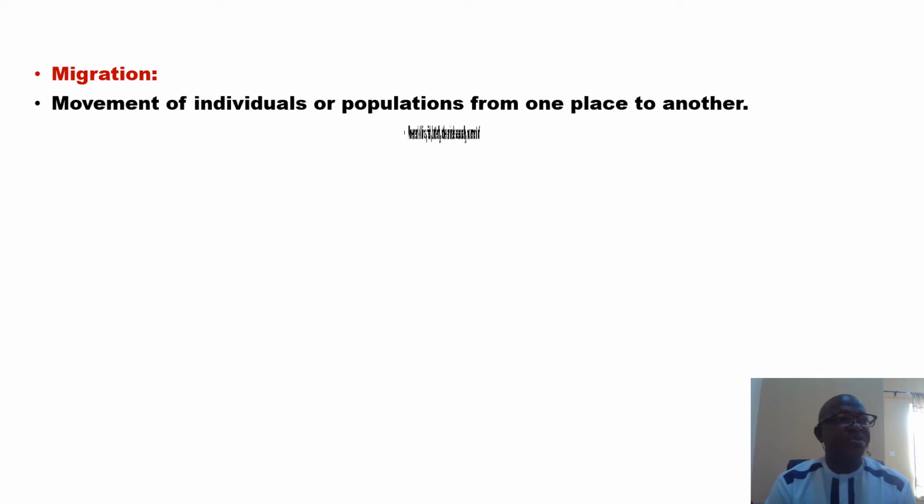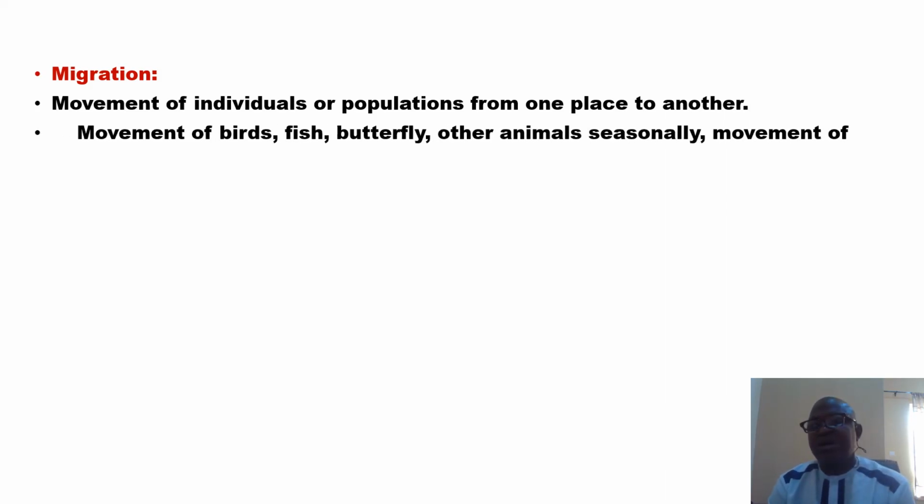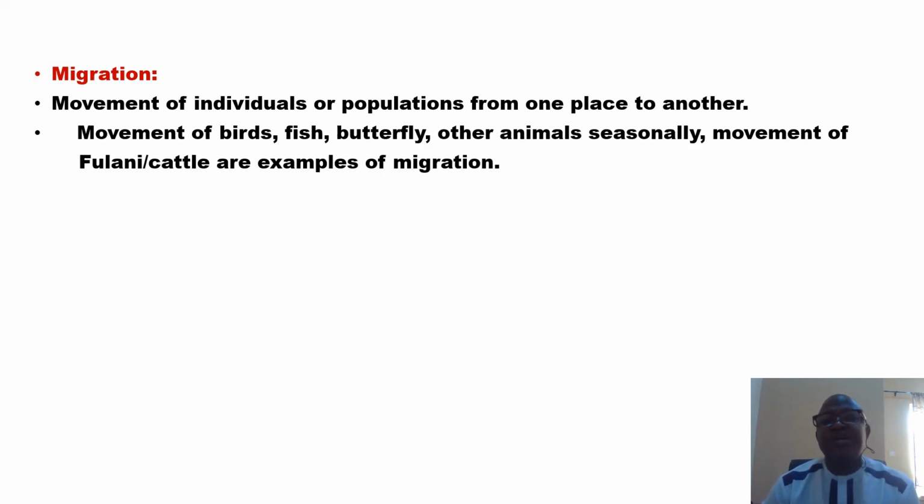Seasonally, if we are very observant, we see that birds that we see in certain seasons are not seen in certain seasons. Fish, butterflies, and other animals seasonally move from one location to another. Locally here in Nigeria, one of the easily noticeable migrations is the yearly migration of Fulani pastoralists with their cattle from the southern part to the northern part during the dry season, and from the northern part to the western part during the wet season.